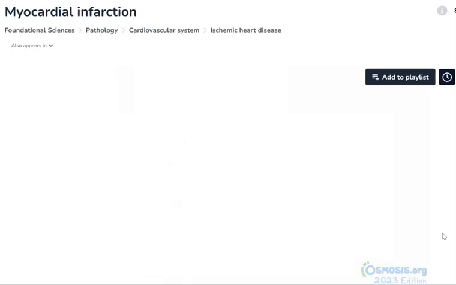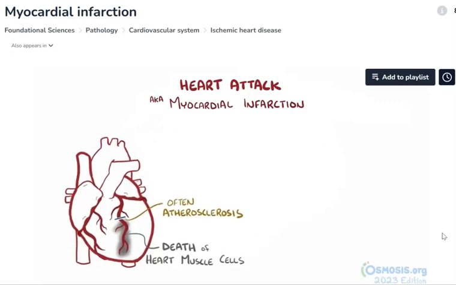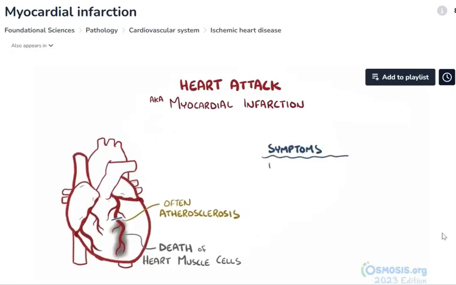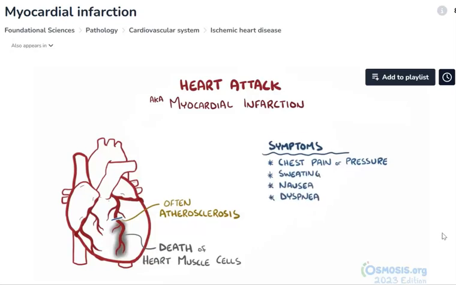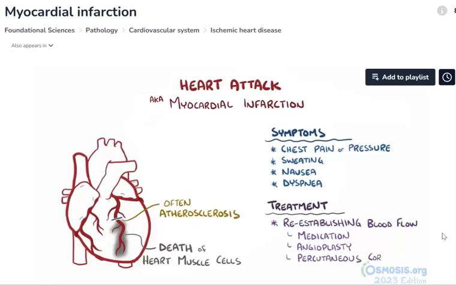Alright, as a quick recap. Heart attack, also known as a myocardial infarction, or MI, is the death of heart muscle cells due to the lack of blood flow, most commonly caused by atherosclerosis of the coronary arteries. The most common symptoms of myocardial infarctions include crushing chest pain or pressure that might radiate up to the left arm or jaw, sweating, nausea, and dyspnea. Treatment of myocardial infarction includes reestablishing blood flow using medications, angioplasty, or percutaneous coronary intervention. But underlying risk factors should be addressed for long-term management.